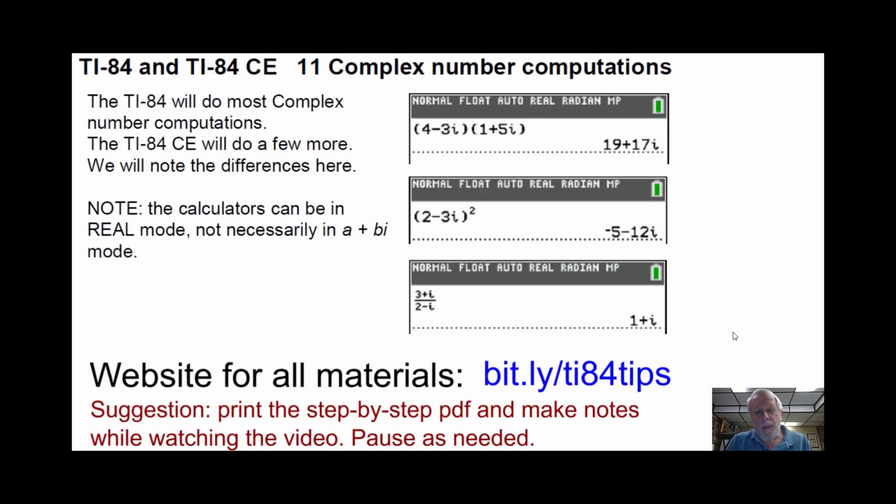Tips and tricks number 11, complex number computations. All of what I show you can be done on the CE. There are a couple, like this one here, you cannot do on the grayscale, this one with quotients.